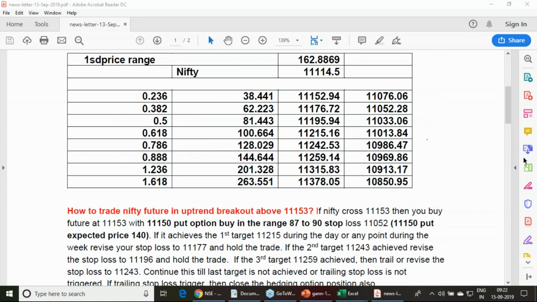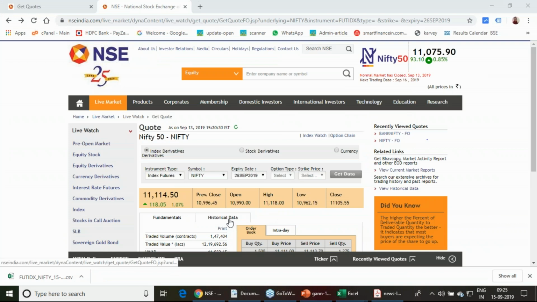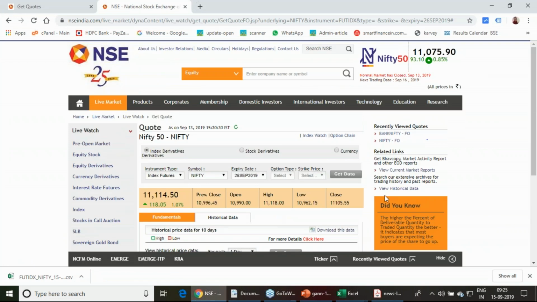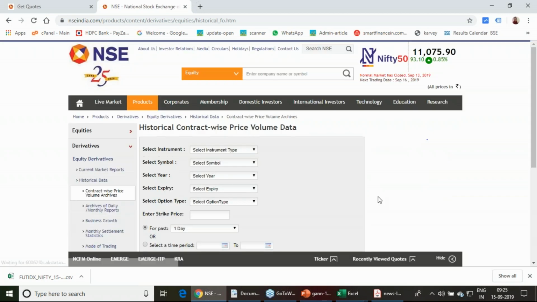How do you know this calculation is true? Day's opening, day's closing, day's high, day's low of Monday to Friday must match or closely match with our calculated figures. So download it from our website. Then for the last traded price, if you click this historic data, you won't get it. Click here on the right hand side, view historic data. Once you go here, you can get that historic data.